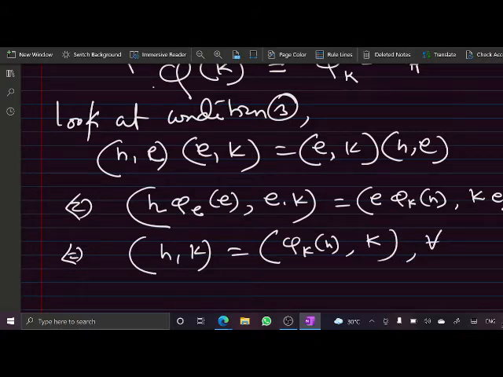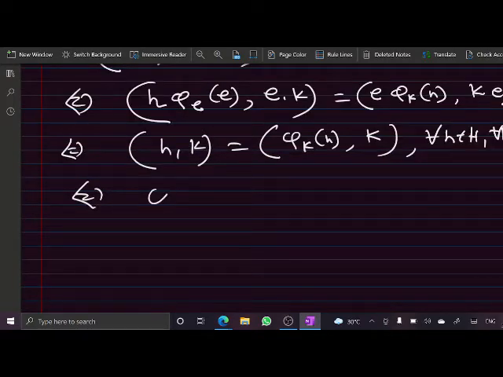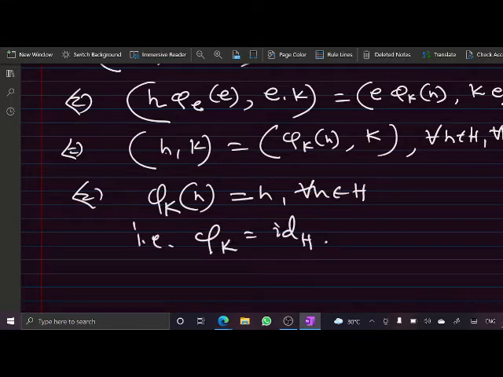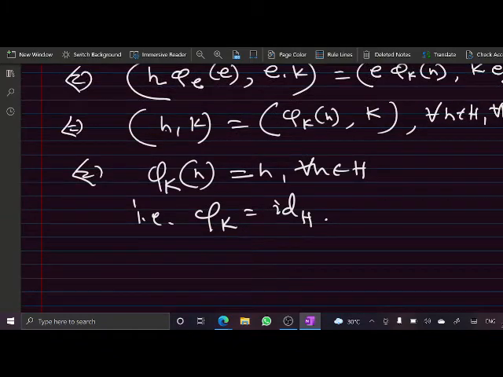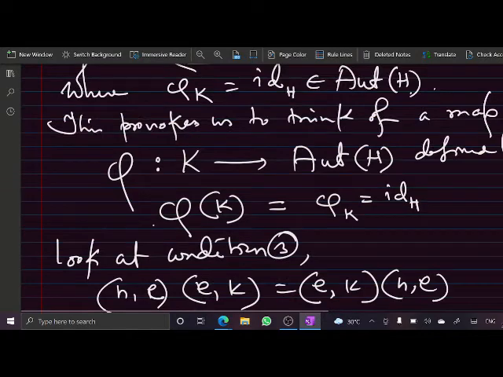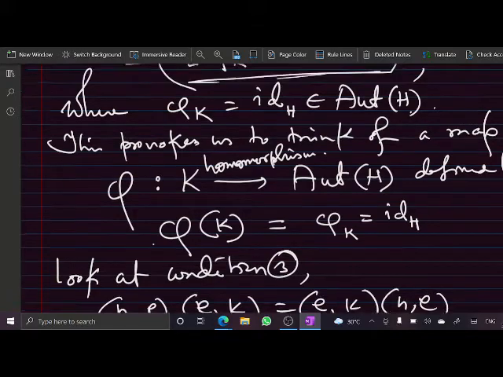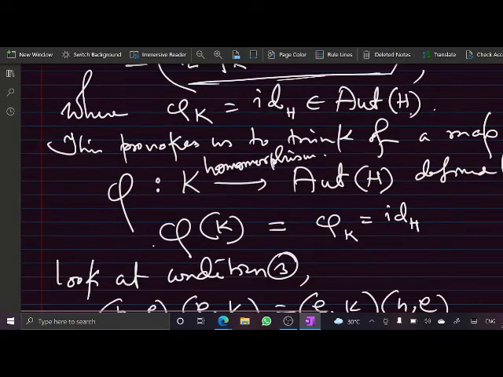And as per your condition 3, it is true for all h belonging to H, for all k belonging to K, and this implies this phi k h is actually h for all h belonging to capital H. That means phi k is the identity automorphism, right? So this condition 3 is equivalent to saying that this phi k is identity on H. That means you are talking about the trivial map. This phi is actually a homomorphism, right? Here it is trivial, but we are looking for some non-trivial homomorphism, which will give rise to semi-direct products.